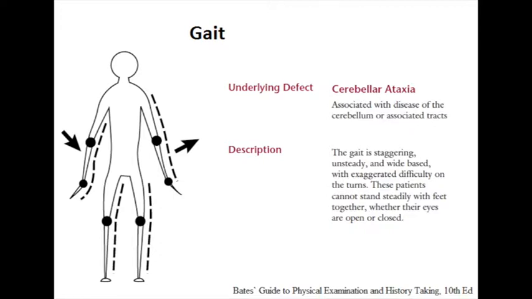Cerebellar ataxia, associated with disease of the cerebellum or associated tracts. Description: the gait is staggering, unsteady, and wide-based, with exaggerated difficulty on the turns. These patients cannot stand steadily with feet together, whether their eyes are open or closed.